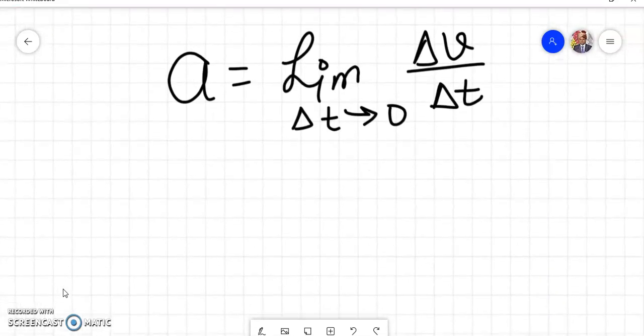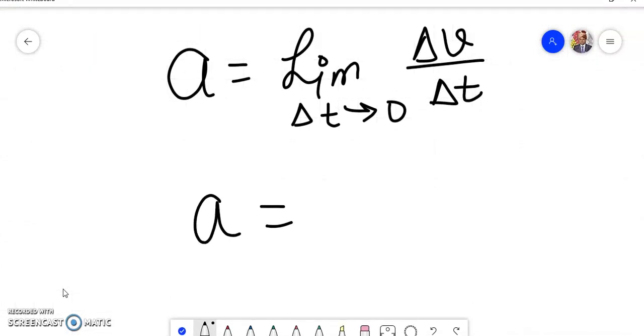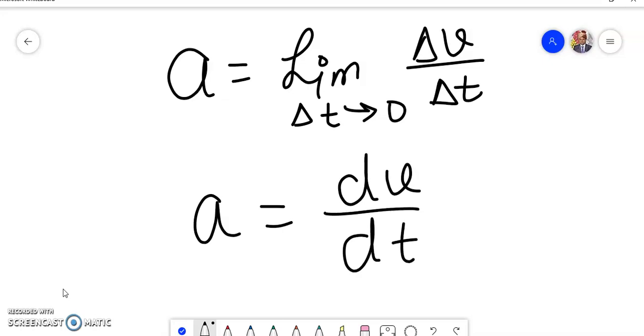So see, this a can be written as, under such conditions when delta t tends to 0, this relation reads as dv upon dt. That means it is the derivative of, since change in velocity is here, so we write the dv. D stands for differential. So this expression means that acceleration is defined as the rate of change of velocity, or we also say that it is the change in velocity with respect to time. So it is a way to represent acceleration.